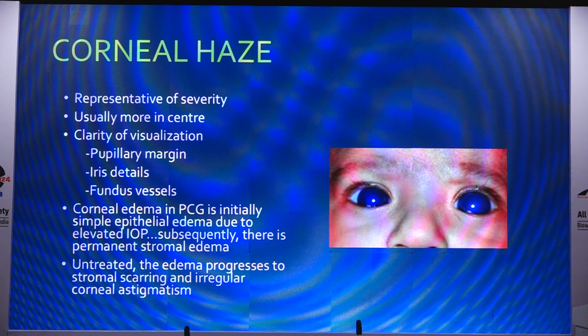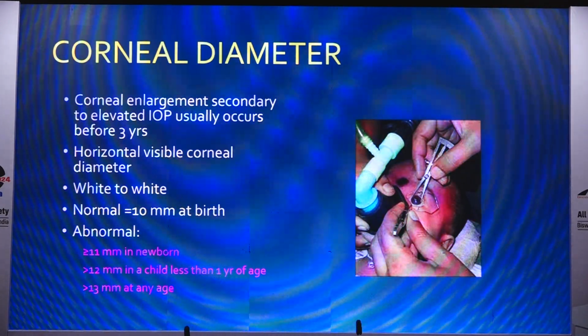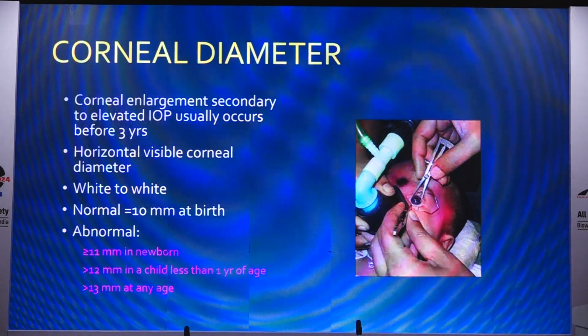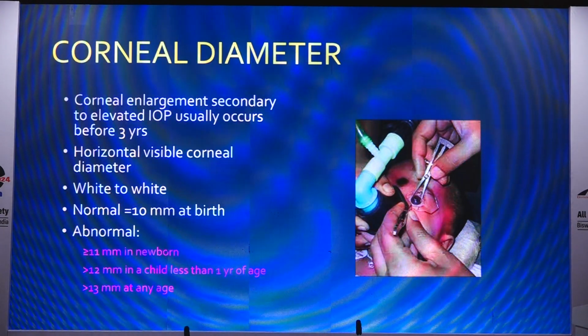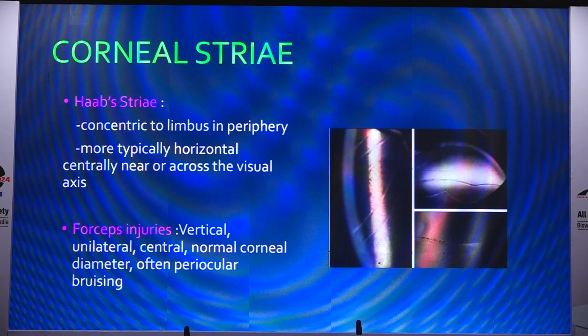The corneal edema in primary congenital glaucoma is a simple epithelial edema due to elevated IOP. Subsequently, there is permanent stromal edema, and untreated, this edema progresses to stromal scarring. Now, the corneal diameter is very important. The corneal enlargement secondary to elevated IOP usually occurs before 3 years. We measure the horizontal visible corneal diameter white to white. The normal is about 10 millimeter at birth, and it's important to remember the abnormal values, that is more than 11 millimeter in the newborn, more than 12 millimeter in a child less than 1 year of age, and more than 13 millimeter at any age.